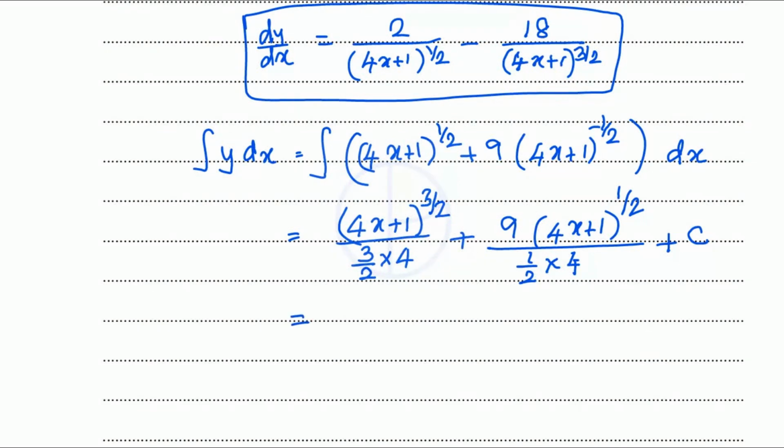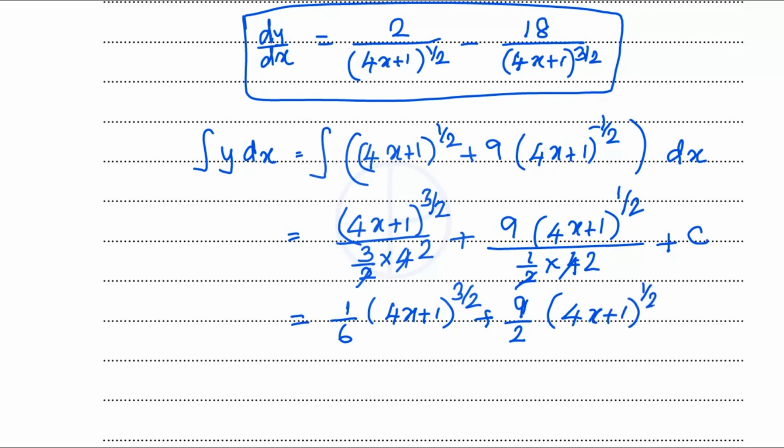Let's simplify this one. So 1 over 6 multiplied by 4x plus 1 the whole power 3 over 2 plus 9 divided by 2 multiplied by 4x plus 1 power 1 over 2 plus c. Okay, this is integral y dx.